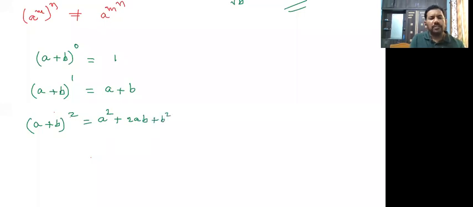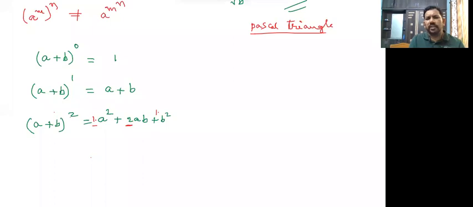Here in front of a square, what is there? Only 1. Here the ab coefficient is 2. The b square coefficient is 1. How are we getting these coefficients? By using the Pascal triangle. You know the Pascal triangle? By using this triangle they are defined: a plus b whole power 0, a plus b whole power 1, a plus b whole square, a plus b whole cube, a plus b whole power 4, like that.